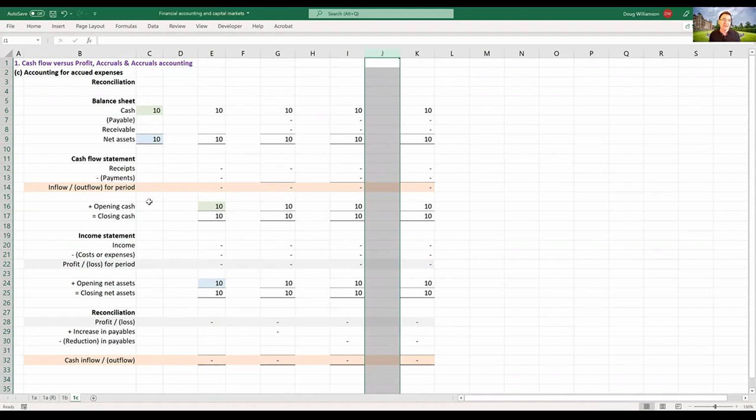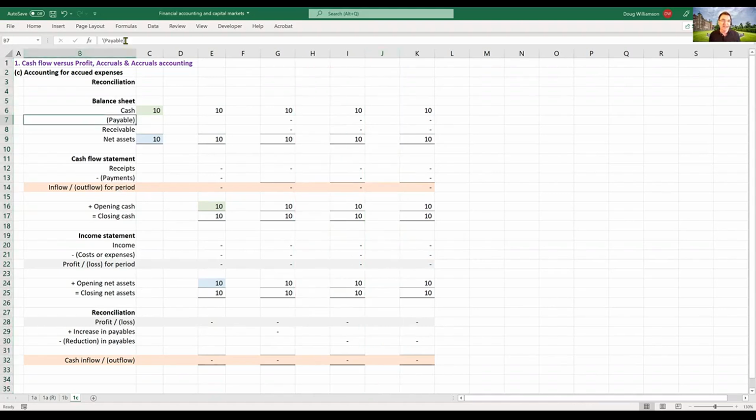Now let us expand this. So we had payables before, bills, invoices. Let's say payables and accrued expenses. So accrued expenses are liabilities that we expect to settle in the future, but we don't have to settle them yet, and we haven't yet settled them, and indeed we might not know exactly how much they are.